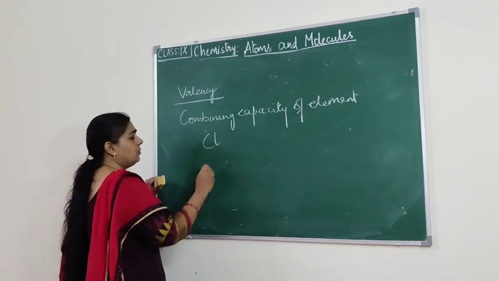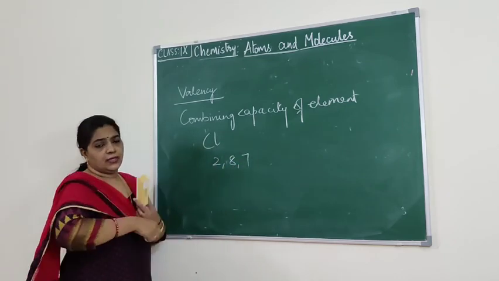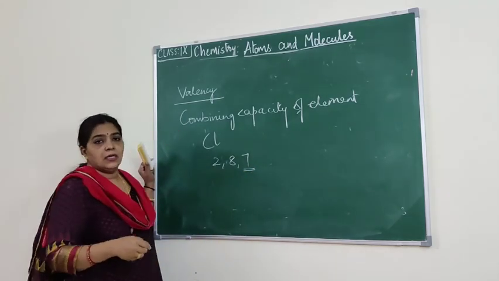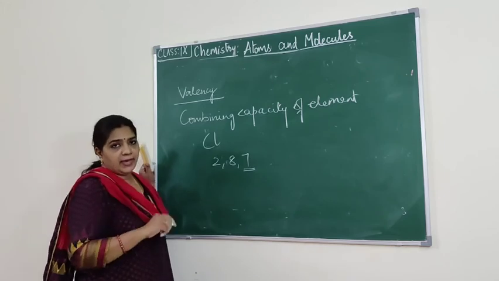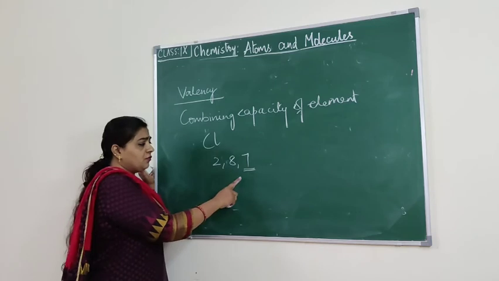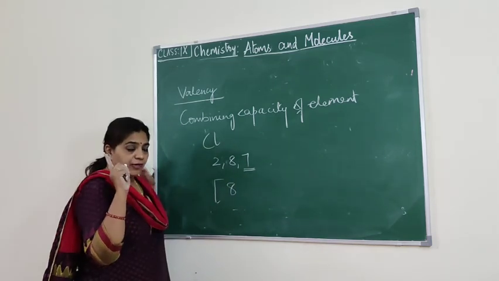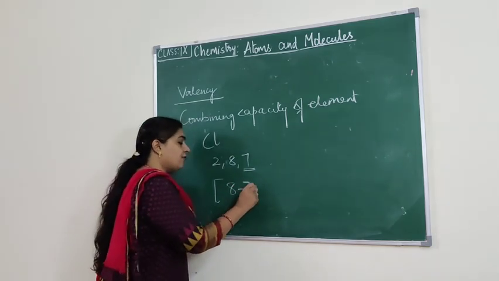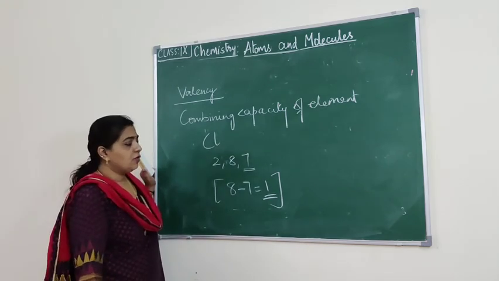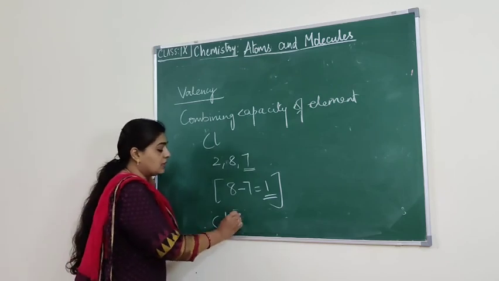So let us see some non-metals. Let us see chlorine. Chlorine is 2, 8, 7. So when it is like this, what we have to do? We have to subtract 7 from 8. Why 8? 8 is the octet configuration. So for non-metals, we take that 8, the octet configuration, and subtract 7 from it. So what we get is 1. So the valency of chlorine is 1.